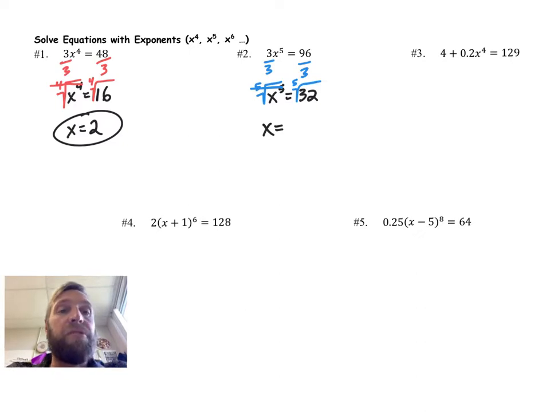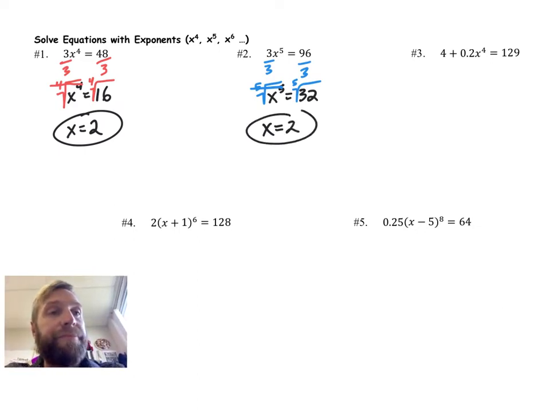When we take the 5th root of 32, we can go to our calculator, hit 5, find that root button, and type in 32. Cool, and we get x equals 2 again. All right, so here's the thing. I lied to you already.